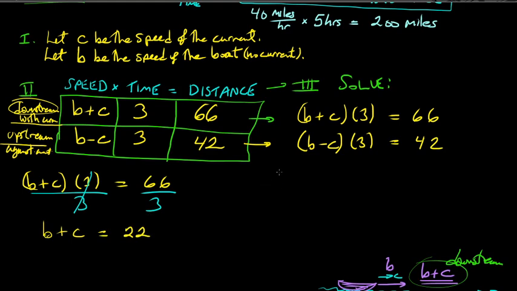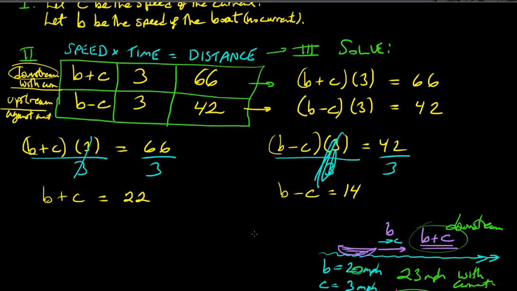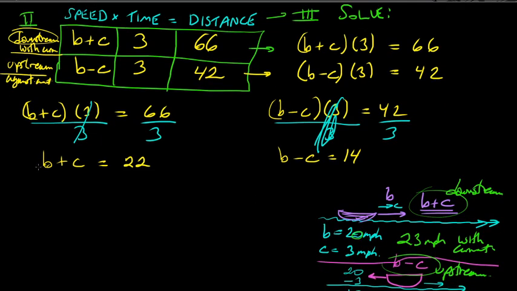Okay. Do the same thing with the second equation. B minus c times 3 is equal to 42. Divide both sides by 3. 3 divided by 3 is 1, so they cancel. And now this equation becomes b minus c is equal to 42 divided by 3, 14. Right. So now those are our two equations.